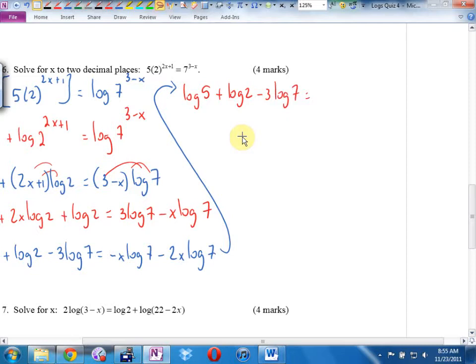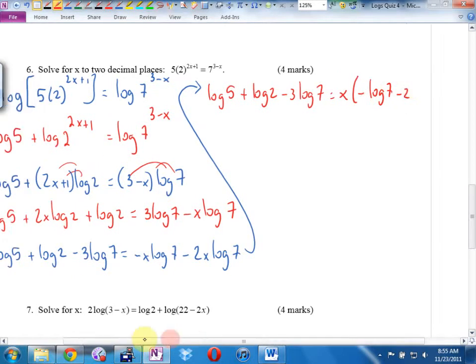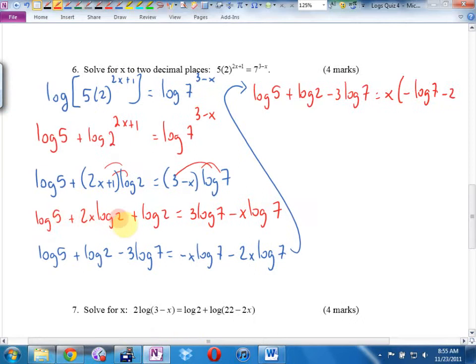Factor out an x, and I'll have a negative log 7 and a minus 2 log 2. Are they both log 7s, or did I do a glitchy thing here? This is a log 2, isn't it? And suddenly it became a log 7? It's easy to make dumb mistakes along the way if you're not really, really careful. At least I caught it. So that should be a log 2. Did I fix it here? It's still a log 2. Okay, that all looks good.